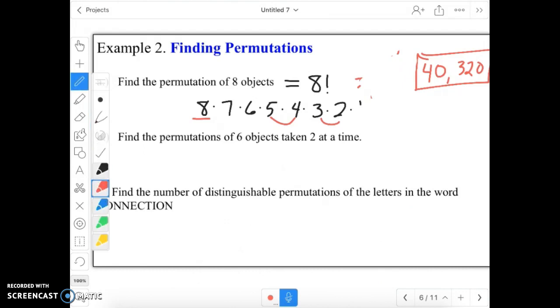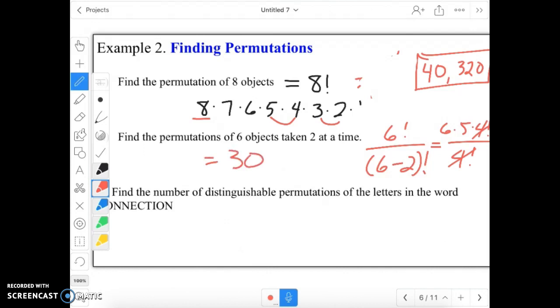Permutations, 6 objects taken 2 at a time. So that means n is our 6, and we're taking 2 at a time. So it's going to be 6 factorial over 6 minus 2 factorial. So that's going to be a 4. So again, I can just do really 6 times 5 times 4 factorial, which is going to be the same as the bottom. So those two cancel out. 6 times 5 is 30.